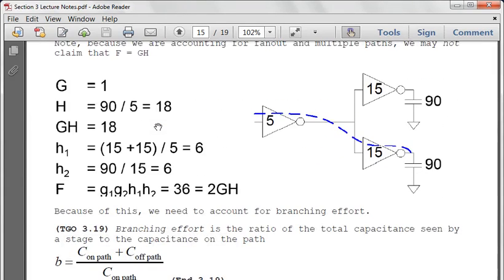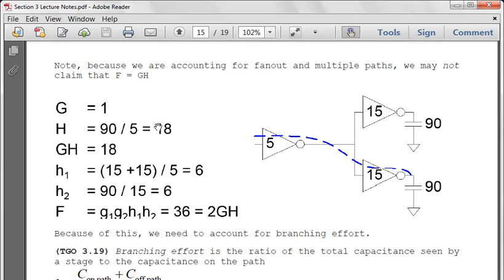We have the input capacitance presented by the path is 5. The capacitance that the path must drive, by the definition, we have 90 over 15 times 15 over 5. However, when we introduce this concept of branching effort, that's when we get fan out in multiple paths.